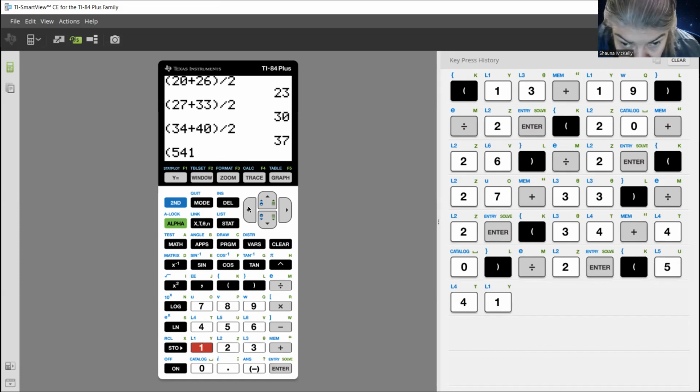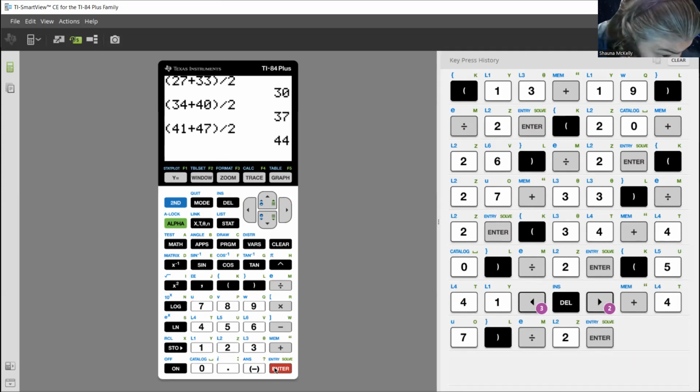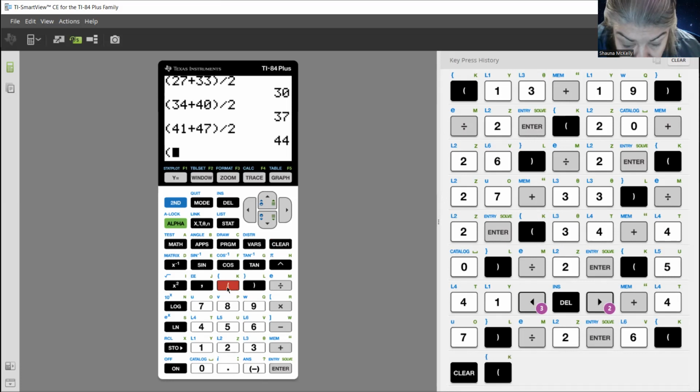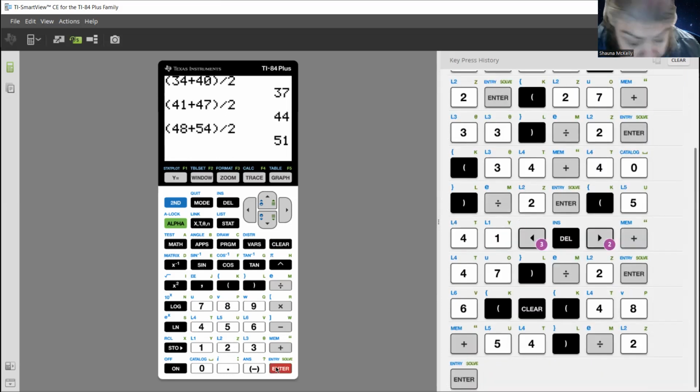Oops. That's not what I needed. 41 plus 47 divided by 2. 44. 48 plus 54 divided by 2. 51.